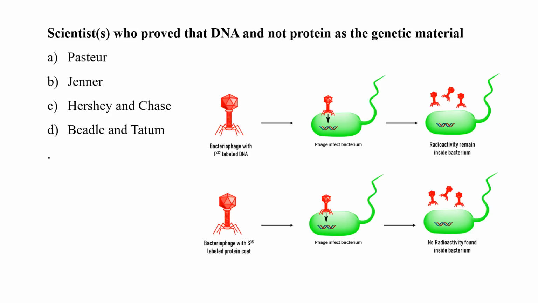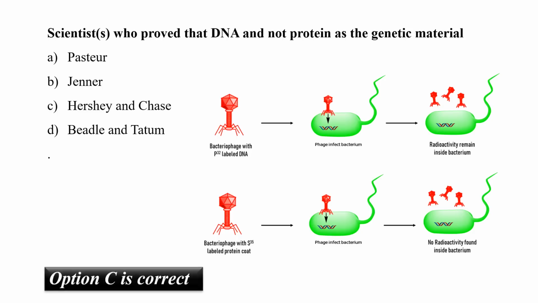Now they infected bacteria with this bacteriophage. Now they traced the radioactivity, where it is going. Since the radioactivity remained in the bacteria, that simply means that bacteria must have got the radioactivity because of the viruses, and this radioactivity was rich in P32. That means bacteriophage must have introduced their DNA as a genetic material rather than protein. So these experiments confirm that DNA is the genetic material, not the protein. Option C is the correct answer.